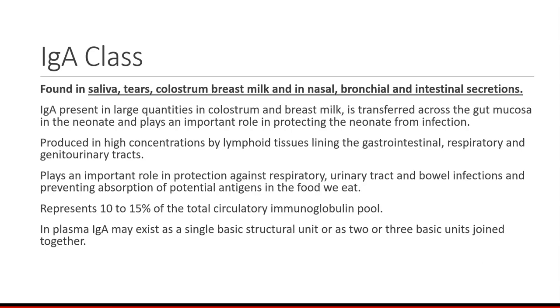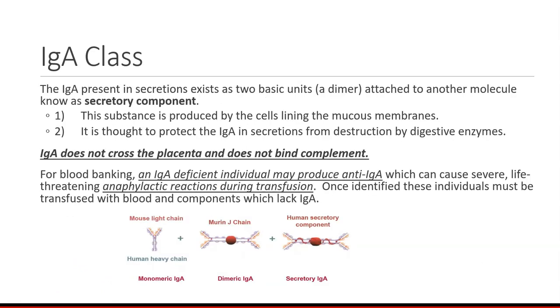It represents 10 to 15% of the total circulatory immunoglobulin pool. In plasma, IgA may exist as a single basic structural unit or as 2 or 3 basic units joined together. The IgA present in secretions exists as two basic units, a dimer, attached to another molecule known as the secretory component. This substance is produced by the cells lining the mucous membranes. It is thought to protect the IgA in secretions from destruction by digestive enzymes. IgA does not cross the placenta and does not bind complement.